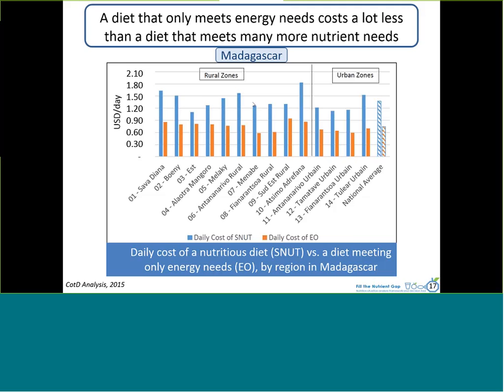And that shows, as Saskia was mentioning earlier, how much more difficult it is to obtain a nutritious diet compared to a diet that only meets energy needs. Now, this in itself shows us a little bit about the access to nutrients, but it becomes a lot more meaningful when we compare that to expenditure to really understand what portion of the population may or may not be able to afford a nutritious diet.